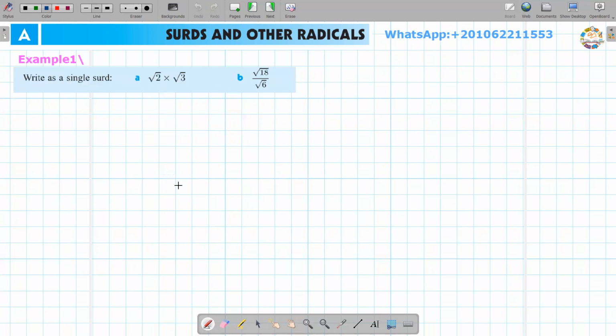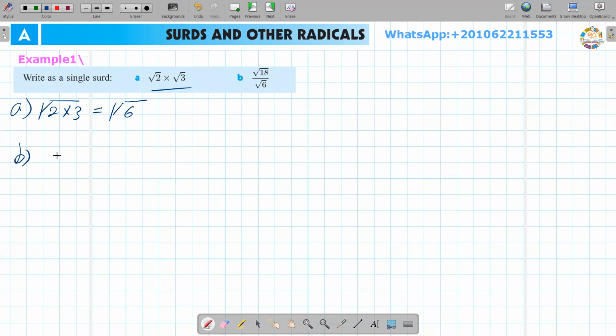Let's deal with the first example. It says, write as a single surd. Here we have question A, root 2 by root 3. Then question A becomes root 2 by 3 as a first step, and after that, it becomes root 6. This is for the first one.